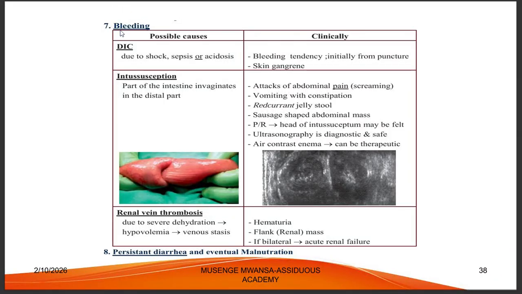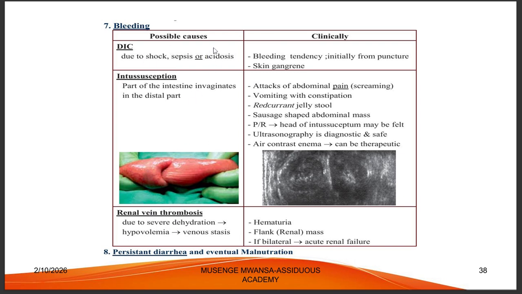There can also be bleeding. For example, what are the possible causes of this bleeding? They can be disseminated intravascular coagulopathy. If someone has shock, or maybe sepsis or acidosis, those can lead to disseminated intravascular coagulopathy. Even intussusception, where part of the intestine invaginates, goes into the distal end of the intestine. That's what we call intussusception. Renal vein thrombosis can also happen.